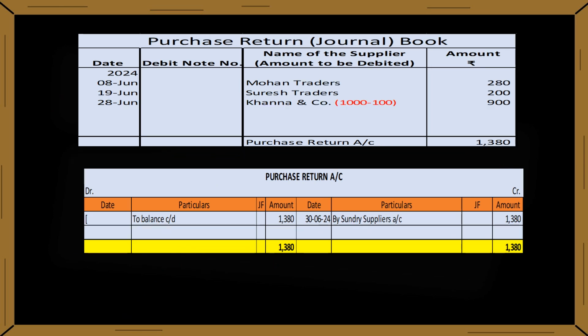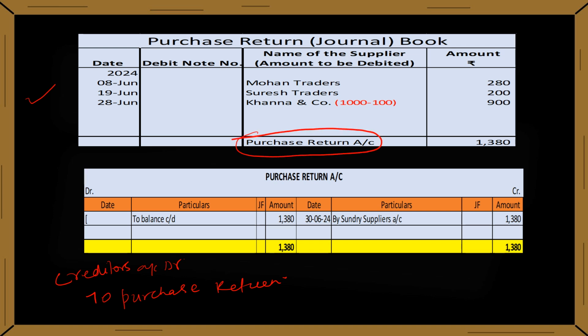Next is the purchase return journal book. The journal entry for purchase return is the opposite of purchases. So what is the purchases journal entry? Purchases account debit to sundry creditors. The opposite of it is that we are going to debit creditors now, and instead of debiting purchases we are going to credit purchase return. The total of the purchase return account in the subsidiary book of purchase return is 1,380.